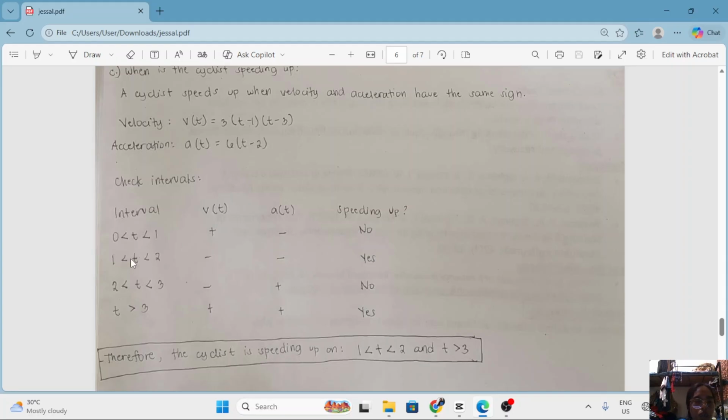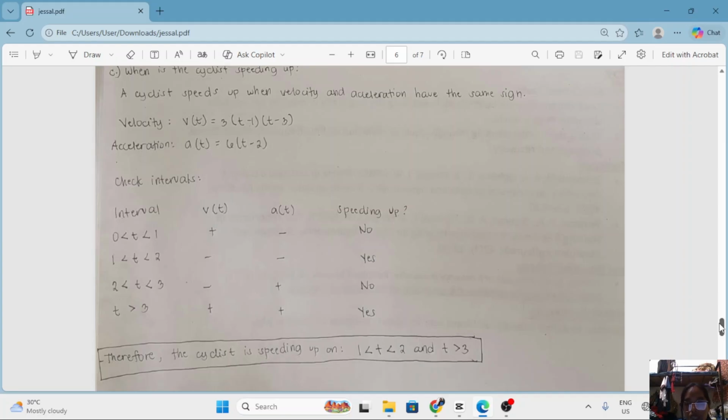For the interval t greater than 1 but less than 2, our velocity is negative and our acceleration is negative. Since it's the same sign, yes, it speeds up. For the interval t greater than 2 but less than 3, our velocity is negative and our acceleration is positive, so no, it does not speed up. In the interval t greater than 3, our velocity is positive and our acceleration is positive, so it does speed up.